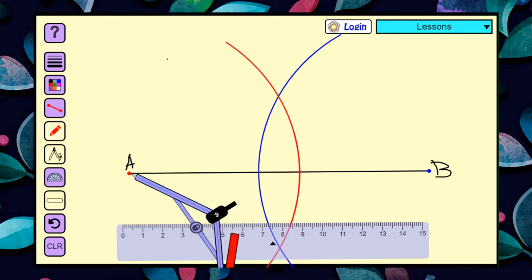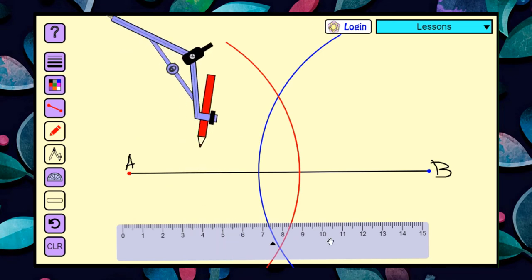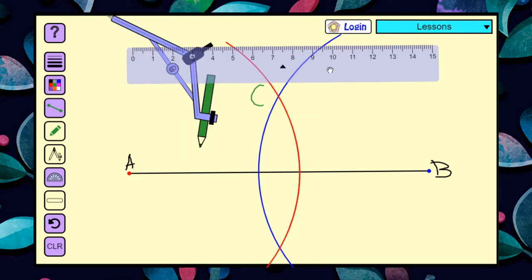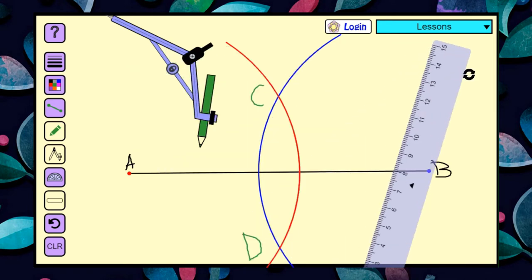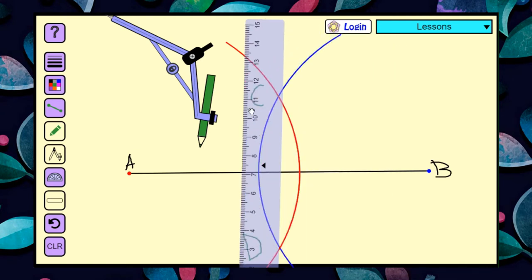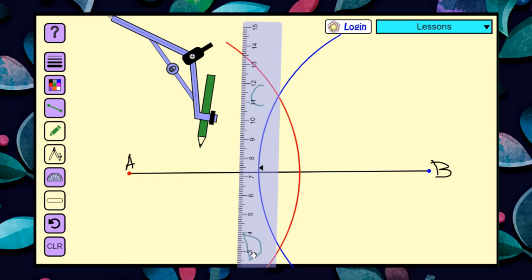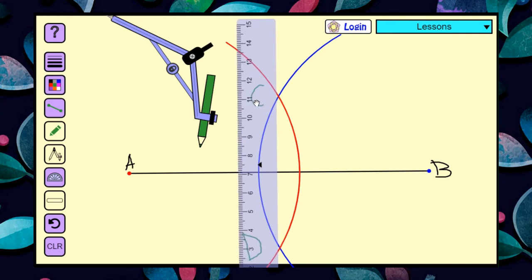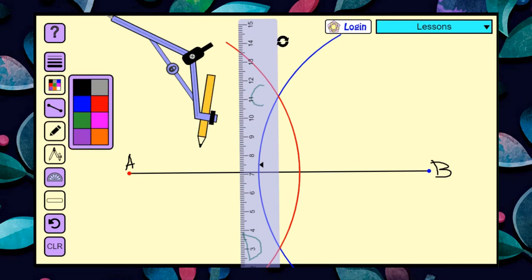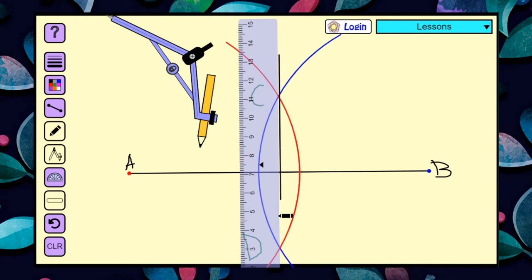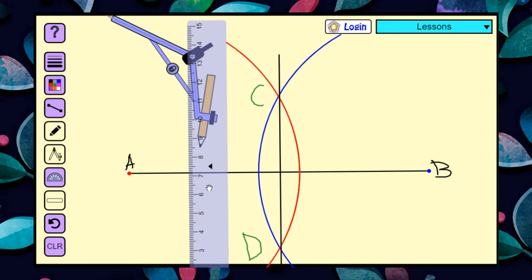Okay, so we've already seen the two intersections of the two arcs, we can label these intersections as C and D. And after that, using a ruler, we connect C and D. This will be the intersection of segment AB and segment CD. So, the intersection of the two segments will be named as X.